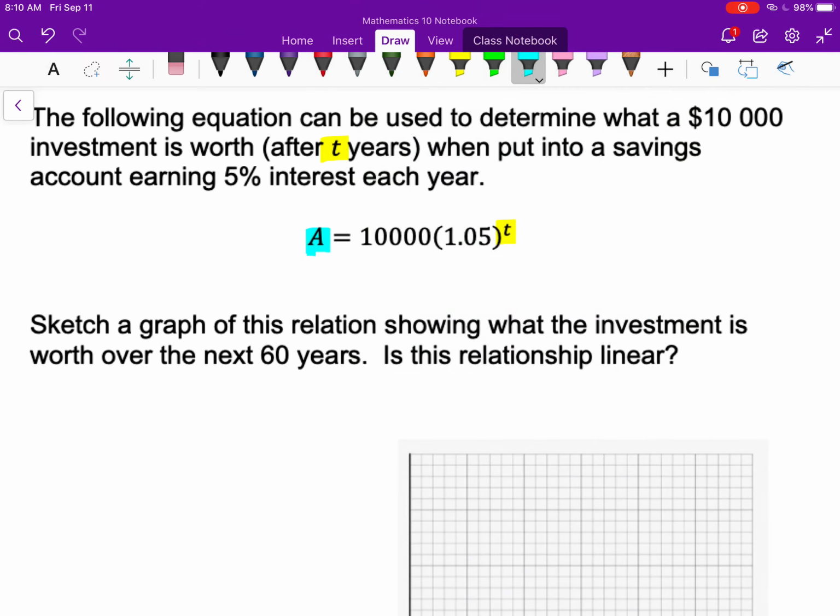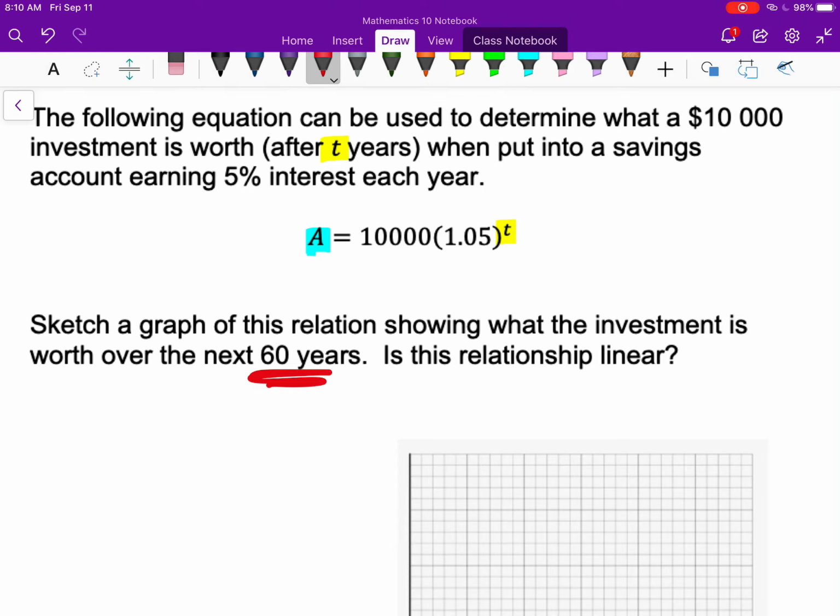And so I want to sketch a graph of this over the first 60 years as this investment grows, and then I want to determine if this is linear or not. Honestly, most of my work will not be about determining if it's linear or not. Most of my work will be creating a decent graph. It shouldn't take too long, especially if I have a calculator.